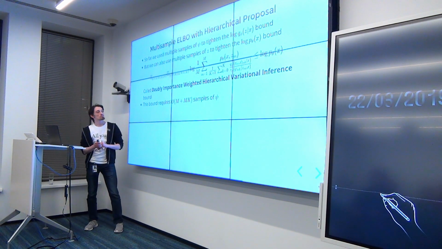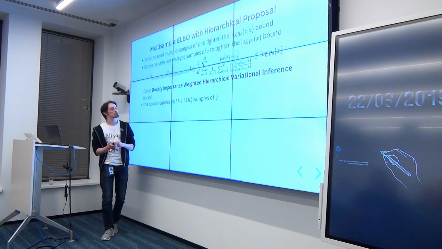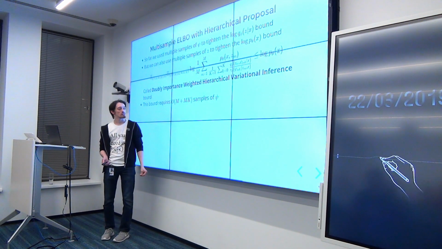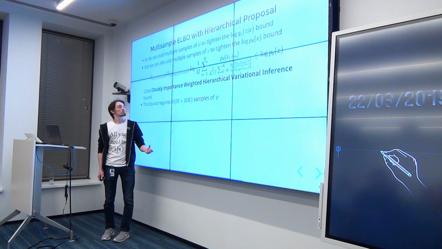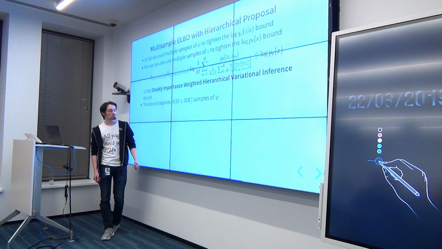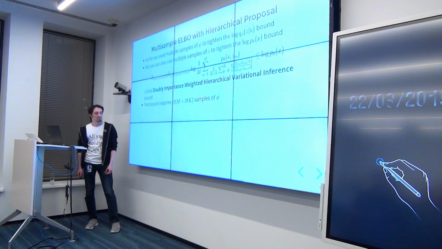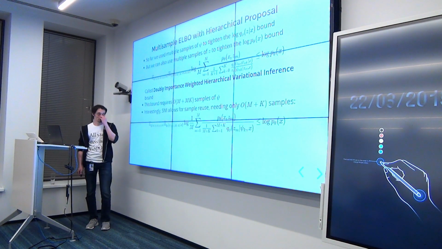Now, this bound is much more computationally demanding, as it requires you to take m times k plus 1 samples of psi, either from the prior or from the tau. So that's not nice.